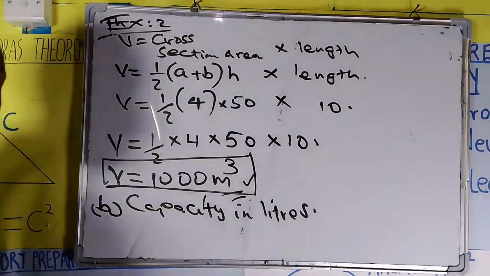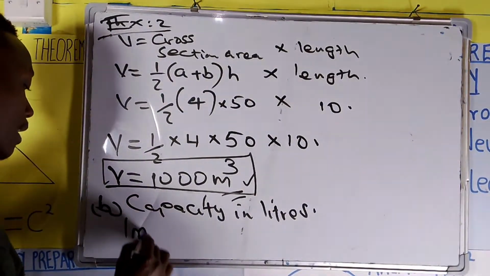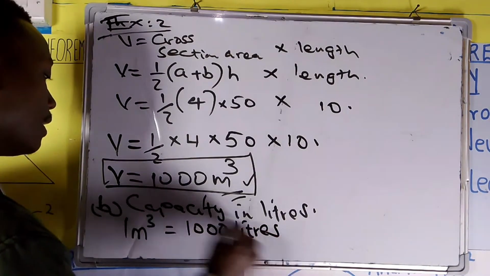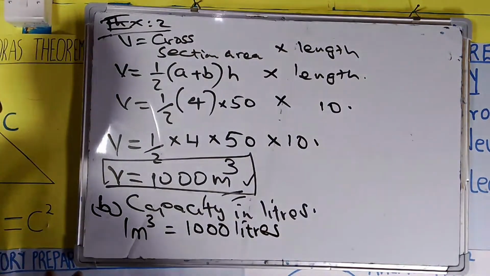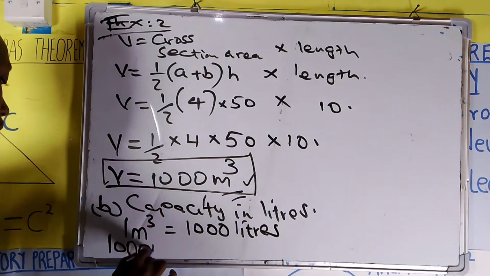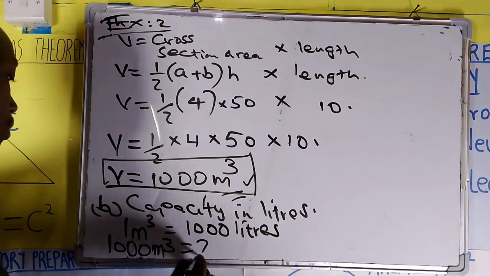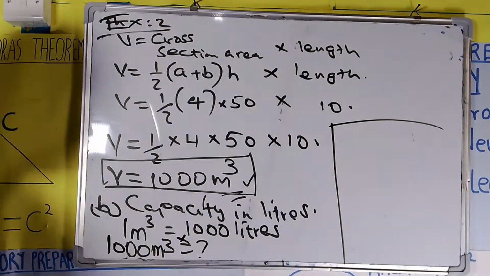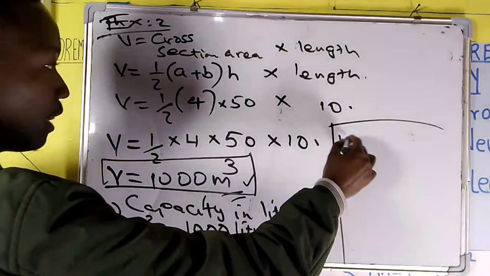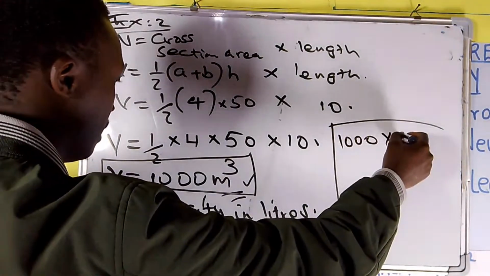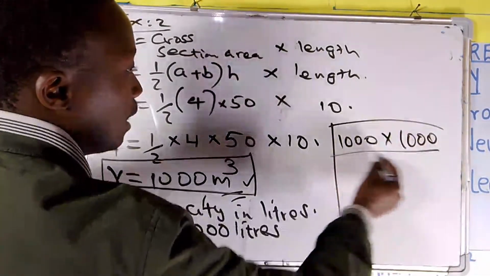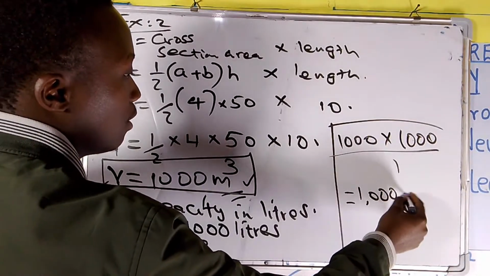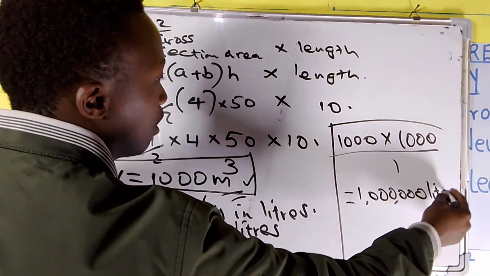So the unit for conversion is 1 meter cubic is equal to 1000 liters. So what about 1000 meters cubic? What is equal to 1000 meters cubic? If we cross multiply, we are going to have 1000 multiplied by 1000 over 1. So the capacity is going to be 1 million liters.